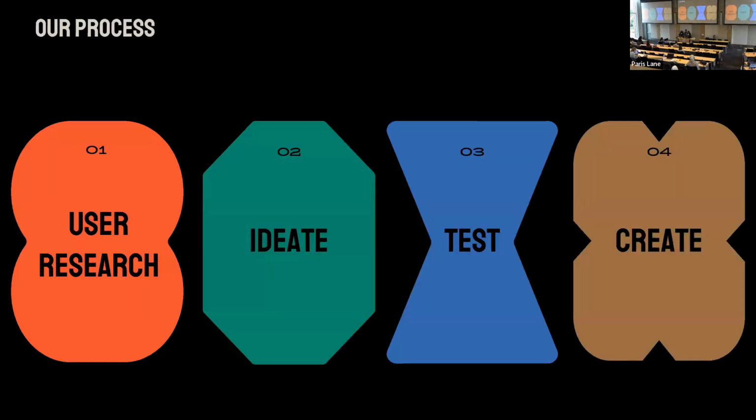Our process worked in 4 parts. We'll discuss them in this order, but it was not a linear process. So we conducted user research, ideated based on research and feedback, we tested our designs, and finally we created the prototype.